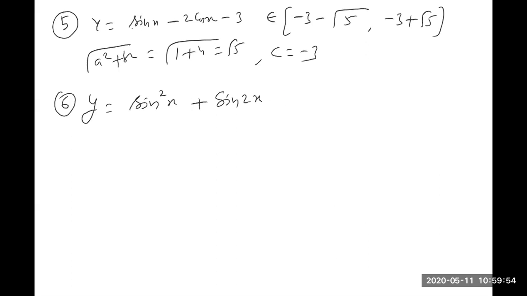Or just this question. Find the maximum value of this. Or simply find the range. Find the range.